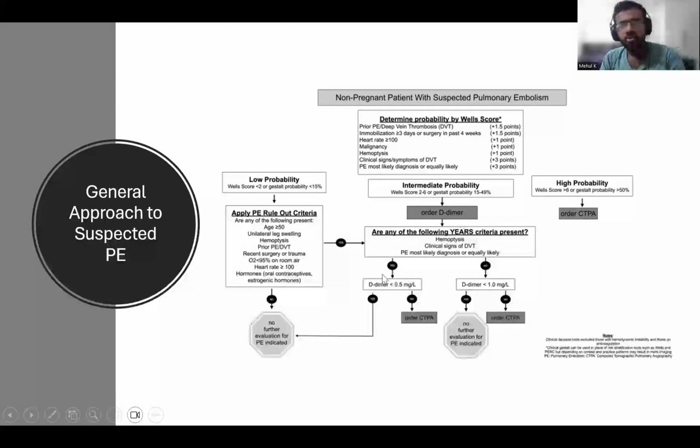you use a low cutoff for D-dimer because the risk is pretty high. So you use the cutoff of 0.5 milligrams per liter, and you have to be careful with whether it is measured in mg per liter or something else. You have to be careful about that. Second, if all of these things are negative, you use a higher cutoff of 1 milligram per liter. Based on that, whether the D-dimer is positive or negative, you go for CTPA. High probability, you don't mess around with the D-dimer, you go straight away to the CTPA.